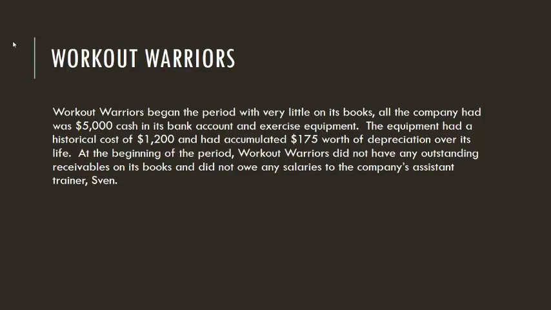When they began the period, all they had on their books was $5,000 cash in their bank account and exercise equipment. This equipment had a historical cost of $1,200, and they had already accumulated $175,000 worth of depreciation on this equipment over its life. At the beginning of the period, they do not have any receivables. They do not have any payables, including they don't owe any salaries to the company's assistant trainer, Sven. So all we're starting with is cash and equipment.